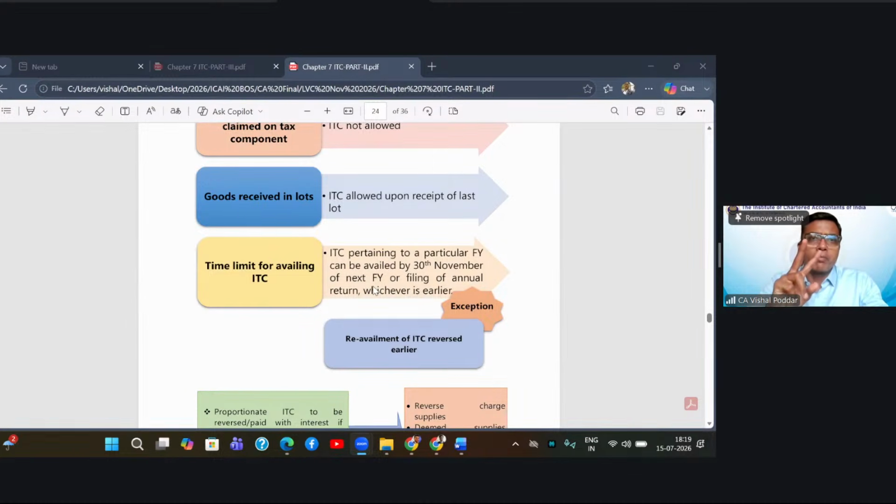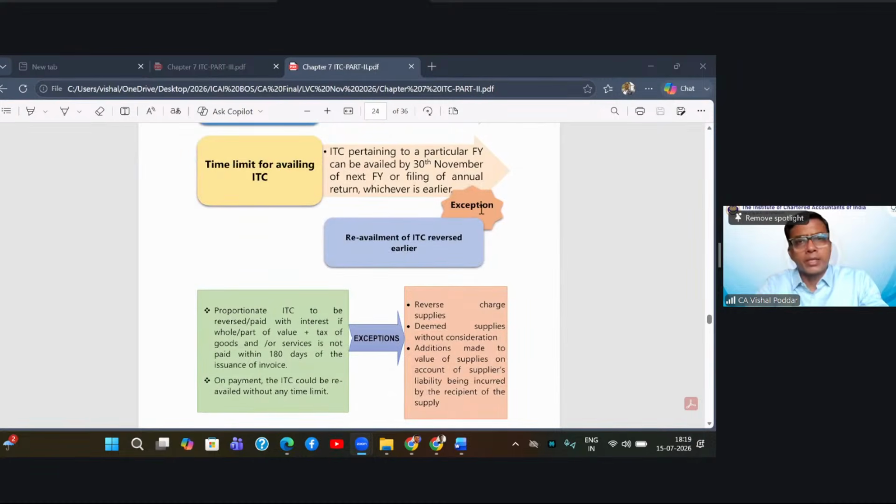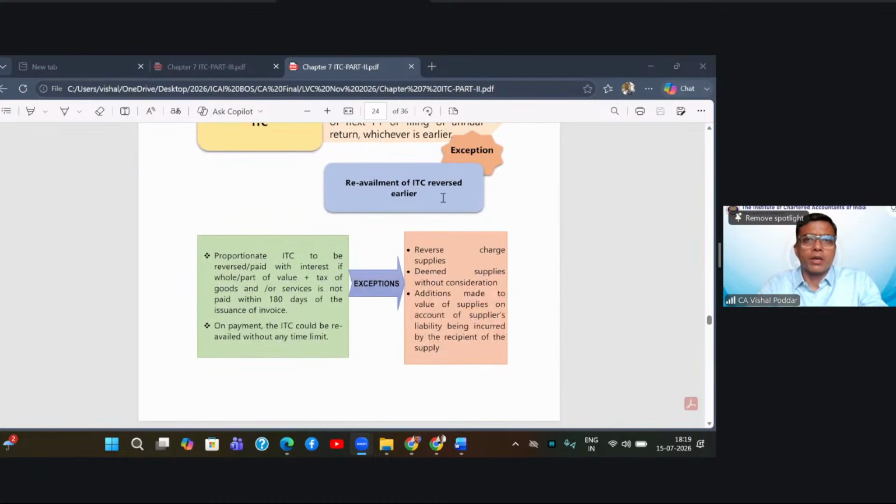So there are two timelines. You will be allowed the ITC within one of the dates, whichever is earlier. Now, exception to this is re-availment of ITC reversed earlier. What is this? We will see that in some scenarios, you may have to temporarily reverse your ITC. This temporary reversal of ITC is maybe because one of the conditions stated above is not satisfied, and hence you are reversing the ITC for the time being.